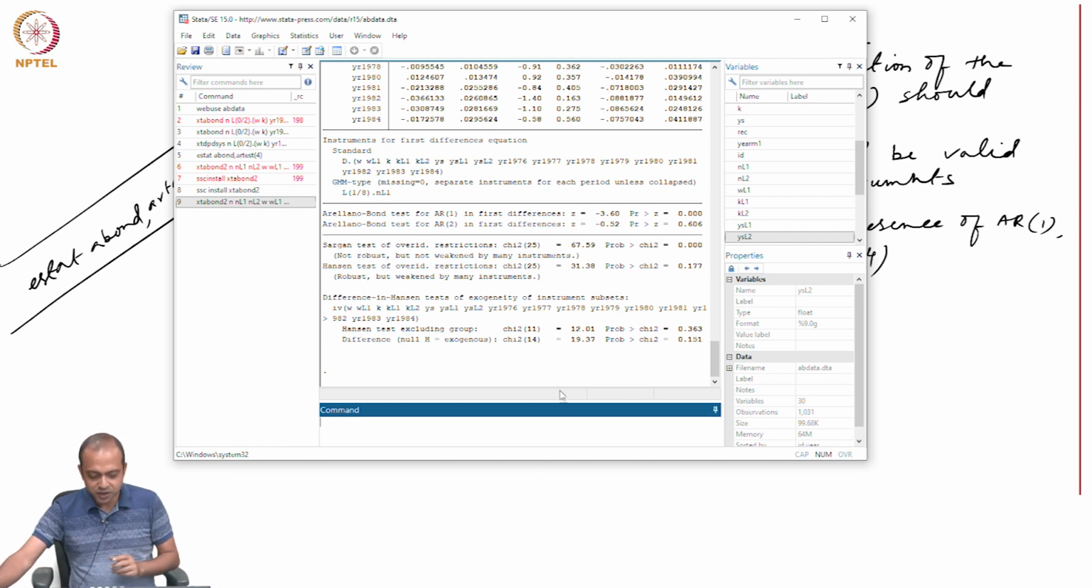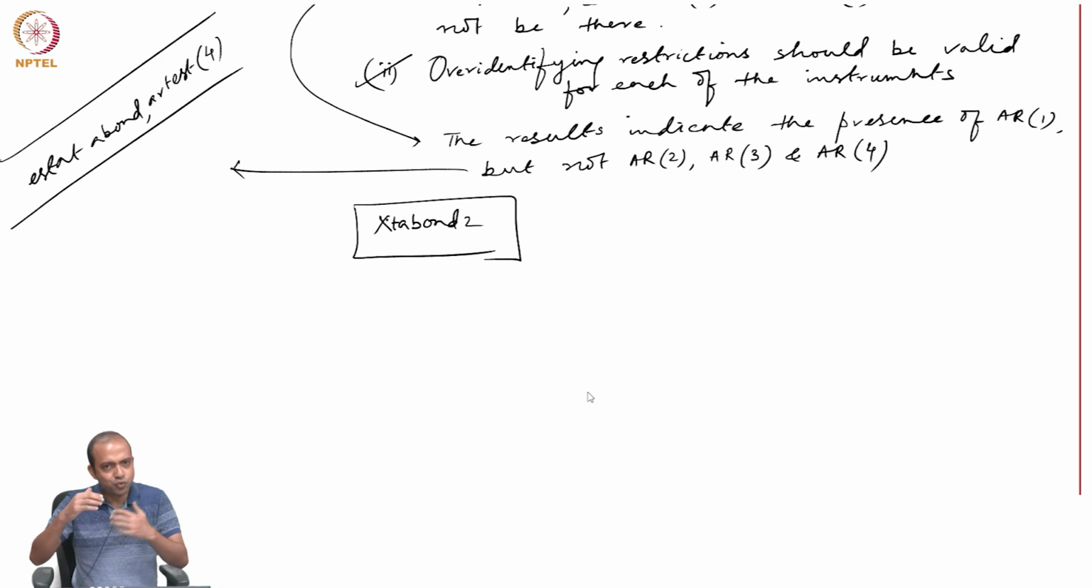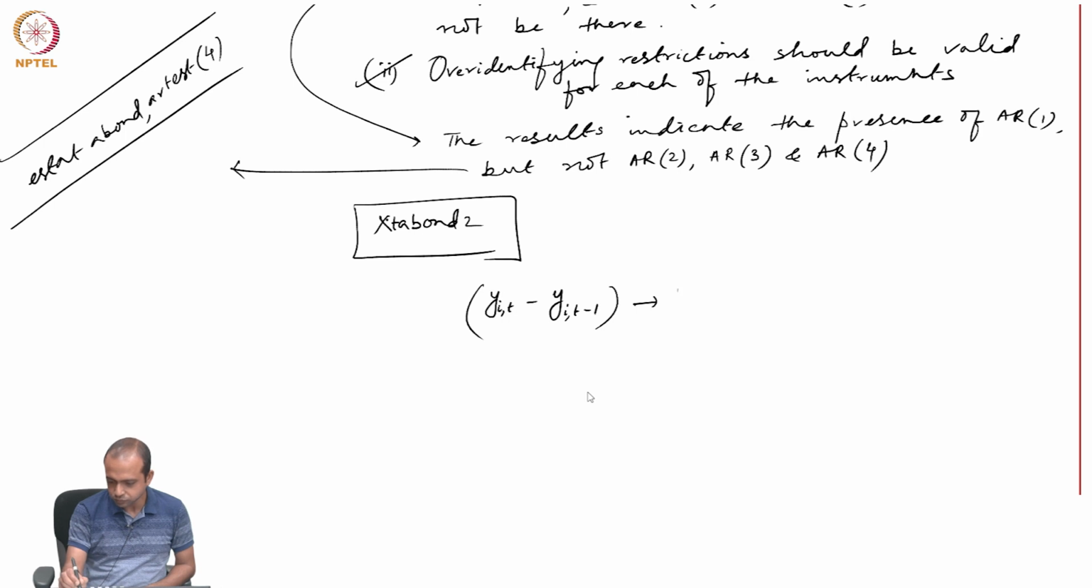Now, once we estimate this model, so far, when we are estimating the model, how are we transforming the variables? We are transforming the variables in this way: y_it minus y_it-1. This is called first difference transformation.